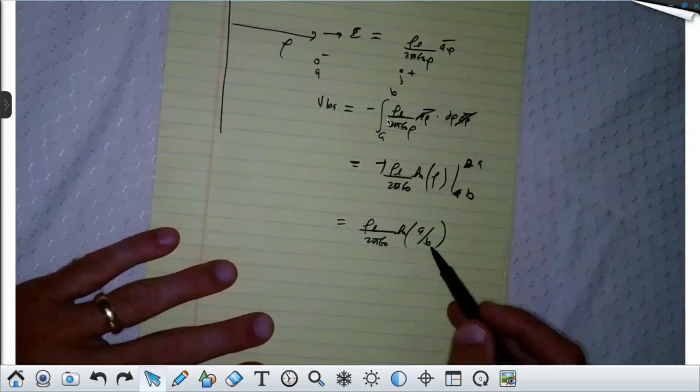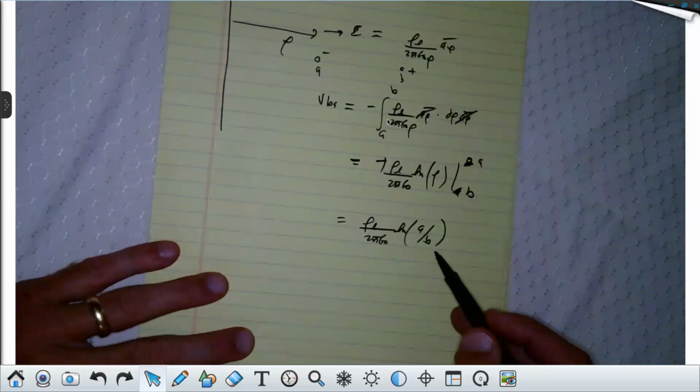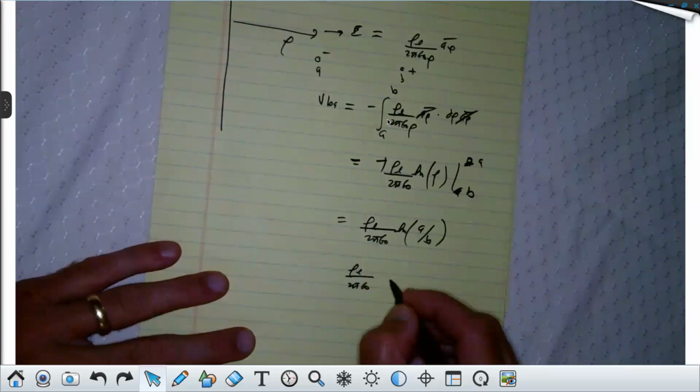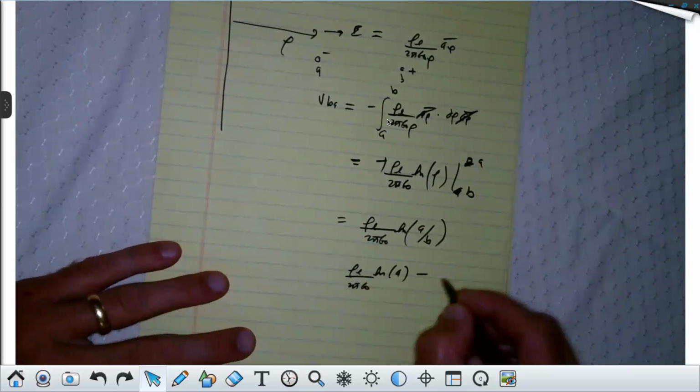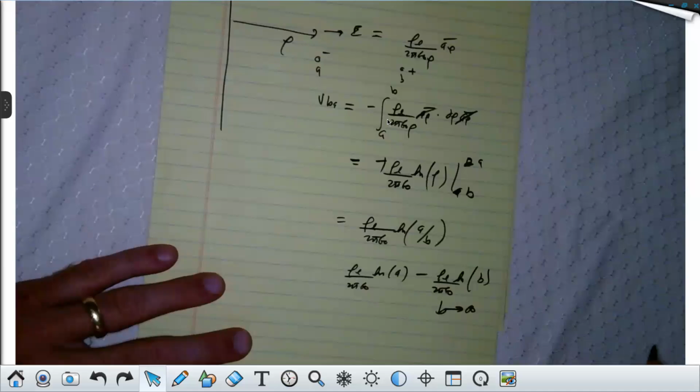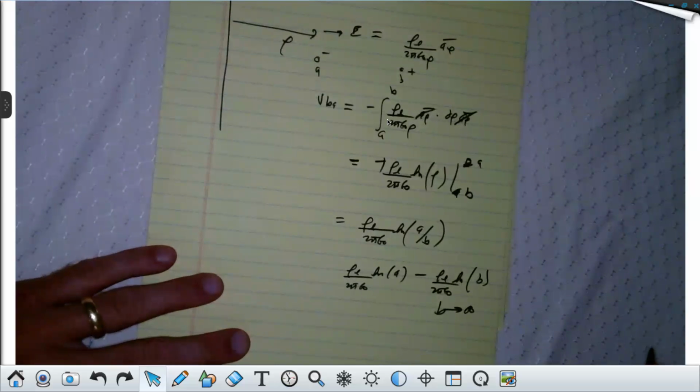When B goes to infinity, B is really a radial distance. When that goes to infinity, then I have rho L over 2 pi epsilon naught times the natural log of A minus rho L over 2 pi epsilon naught times the natural log of B. But as B is tending to infinity, what happens to the natural log? Well, the natural log of 0 is minus infinity, right? John, remember that? The natural log of 0 is minus infinity, but the natural log of infinity is infinity still. Do y'all recall that?